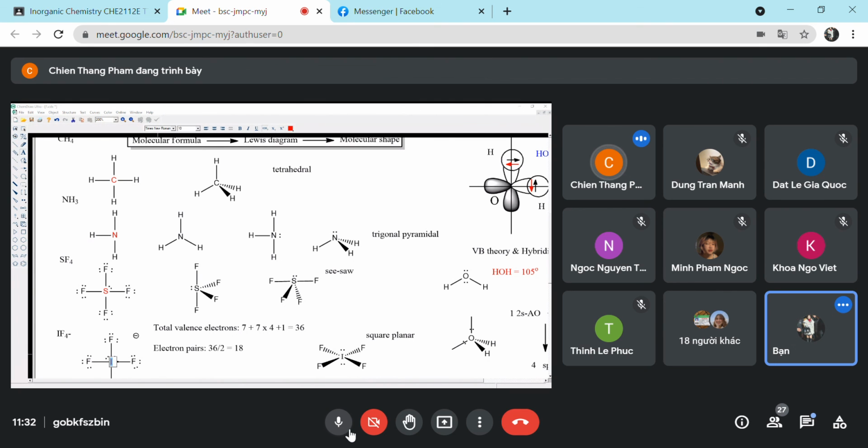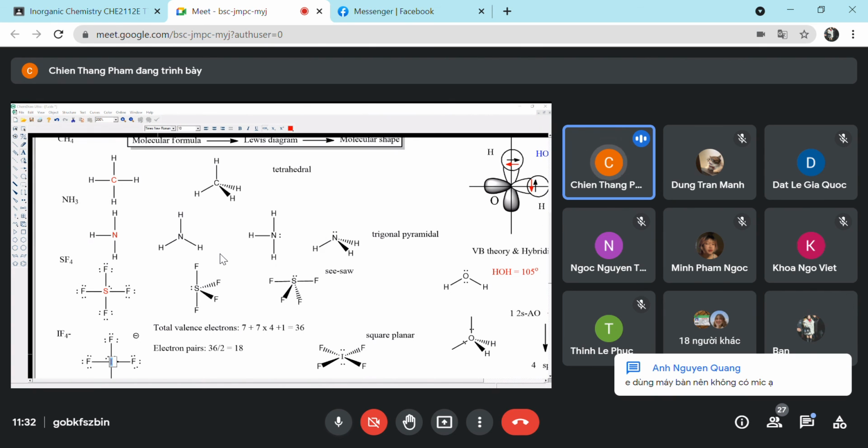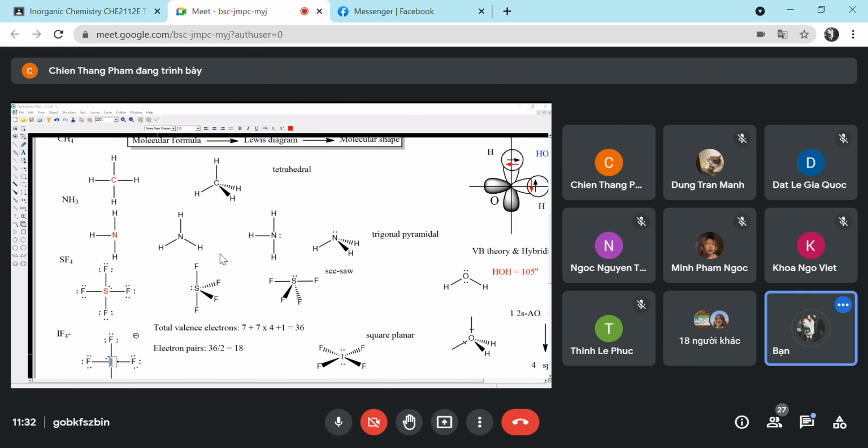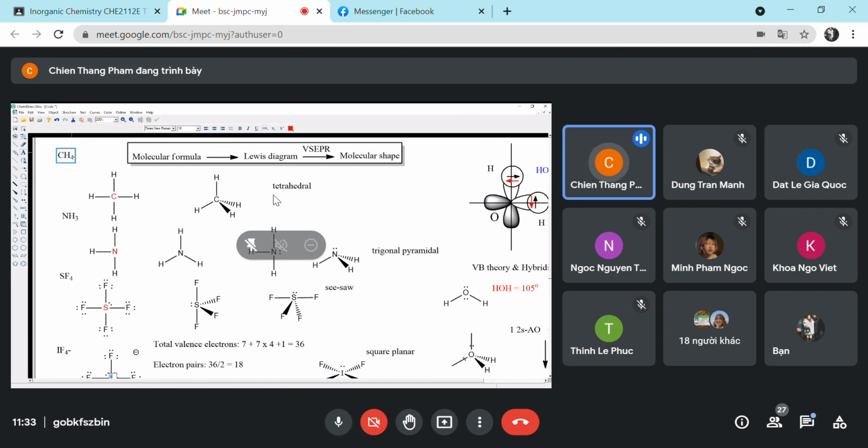So please consider the hybridization scheme for the red atoms in these molecules: first CH4, then NH3, SF4 and IF4. First, let's start with CH4.